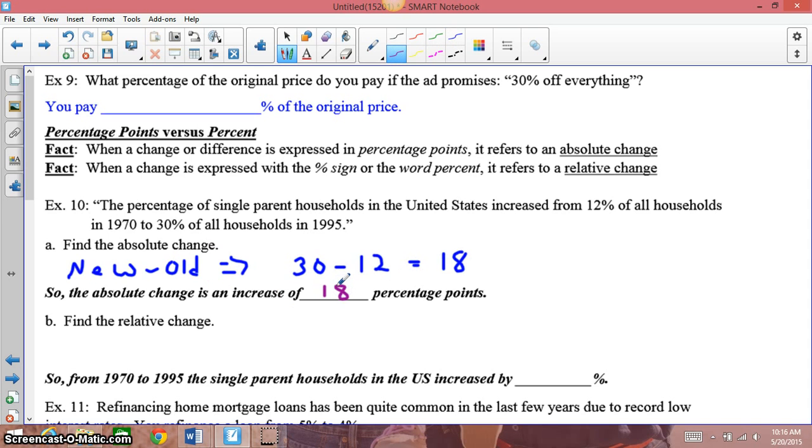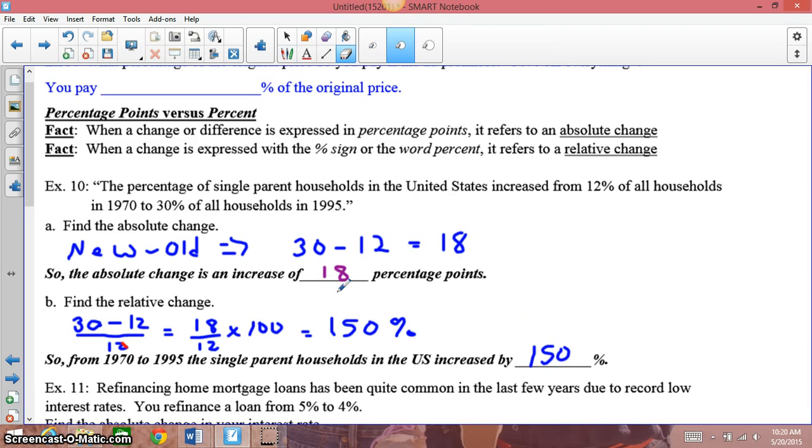percentage points. If I want my relative change, same formula for relative change, new minus old. So I'm just going to go ahead and put in our numbers now. 30 minus 12 divided by my old amount, which is 12. And then I have 18 up top divided by 12. I'm going to multiply by 100, and that is going to give me 150%. Meaning of that then is from 1970 to 1995, the single-parent households in the U.S. has increased by 150%.